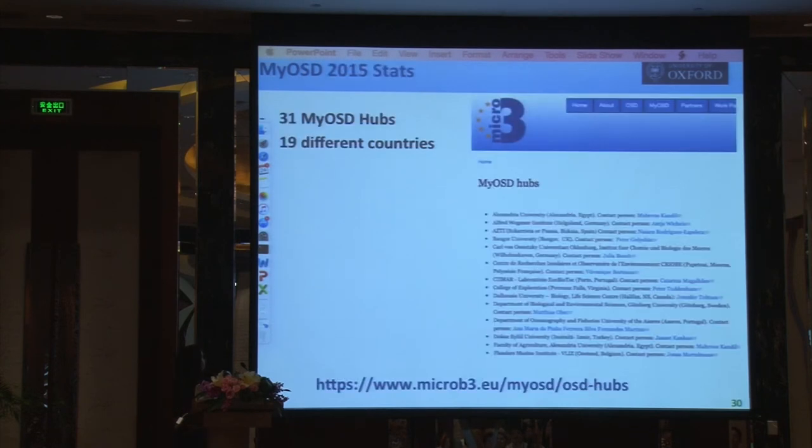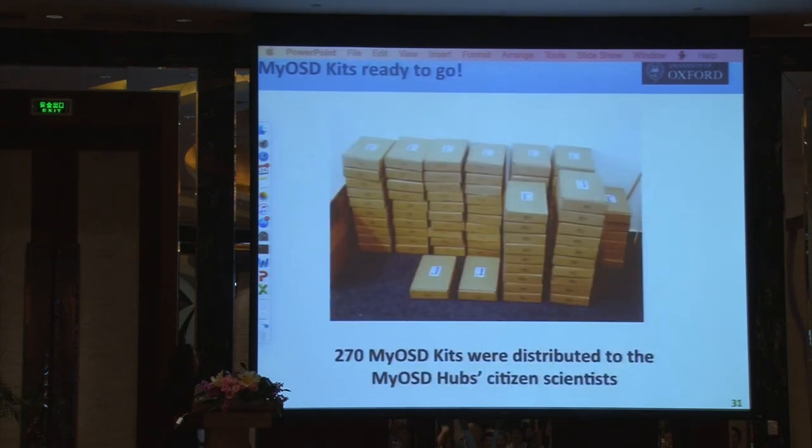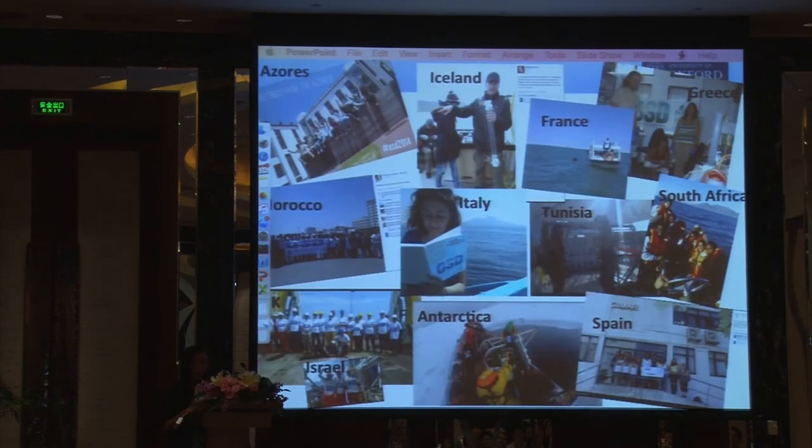We managed to establish 31 MyOSD hubs from 19 different countries. You can find the full list. This is just a subset of them. Here's the picture of 270 MyOSD kits about to be distributed to the hubs. So in every hub we had many, many citizen scientists. Here are some pictures. Twitter, Facebook, Instagram was swarmed, and there were lots of press releases as well. So it turned out to be a really big global success story.